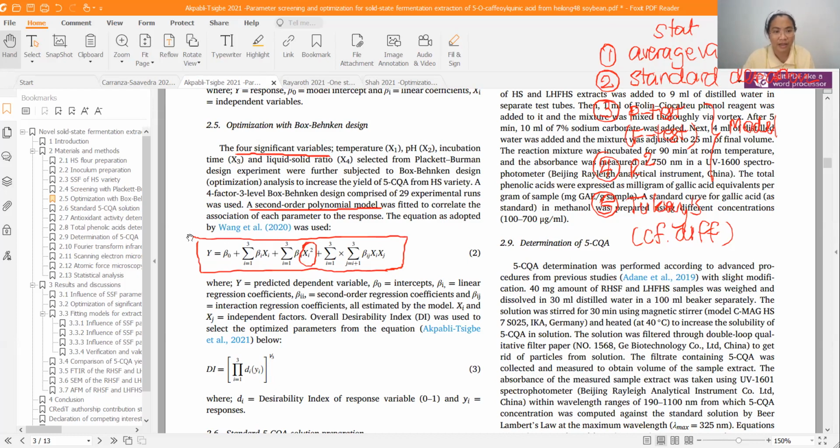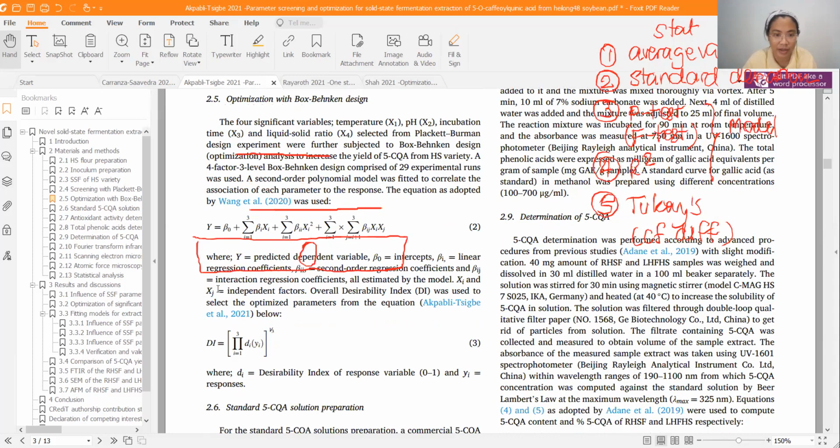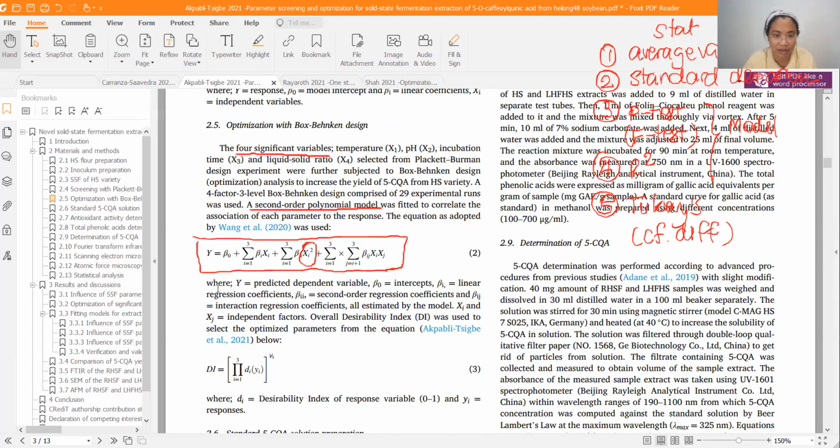In the previous paper, they are doing modeling, but it's kinetic modeling. But in order to do optimization, you have to fit the curve as well. That's why when you have ANOVA tables, you have R square, you have so many tests. And in this paper, they use the desirability index to select the optimized parameters.